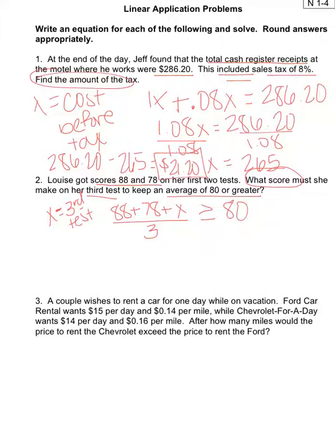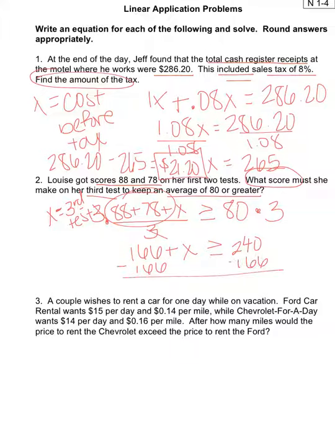Okay, so first step would be to get rid of that 3. So I'm going to multiply both sides by 3. So that would be 240 on that right side. I'm going to go ahead and add those two tests together. So that's going to be 166 plus x. So then really all I need to do is subtract 166. And we have x is greater than or equal to 74.